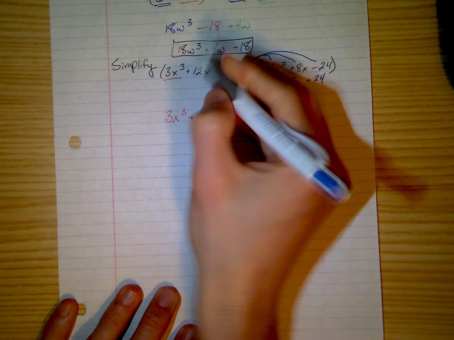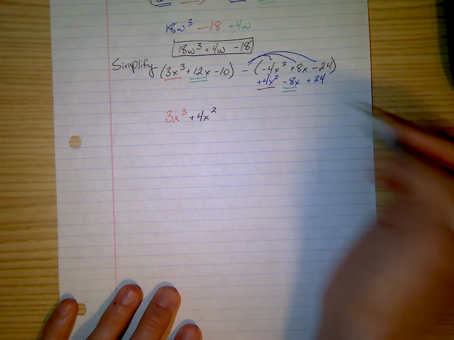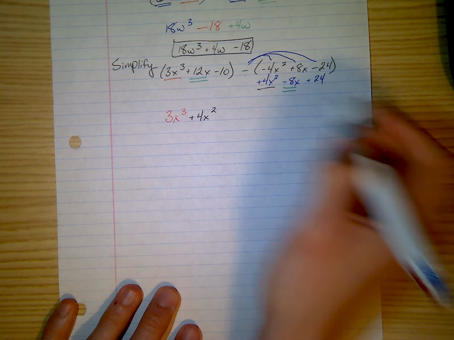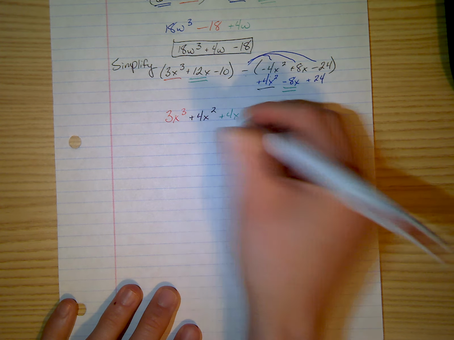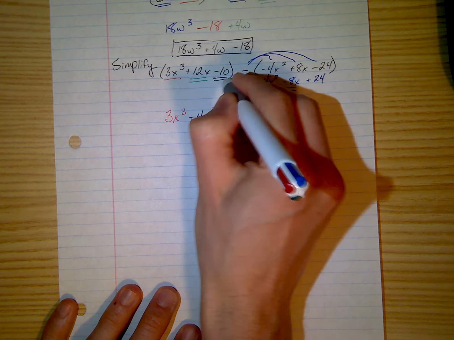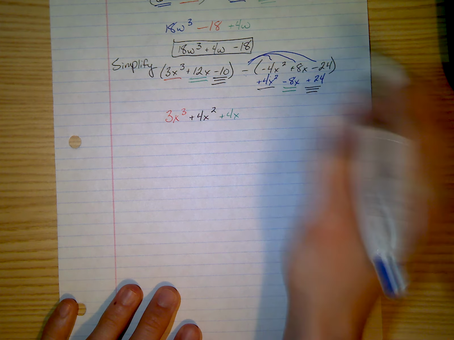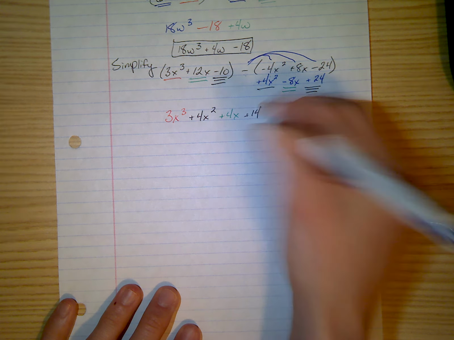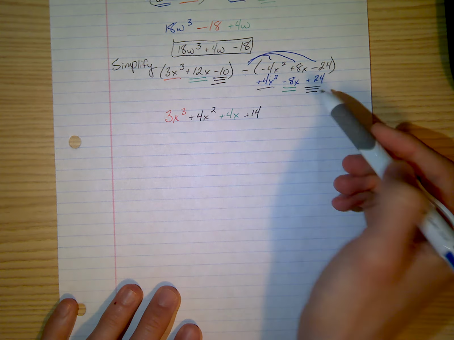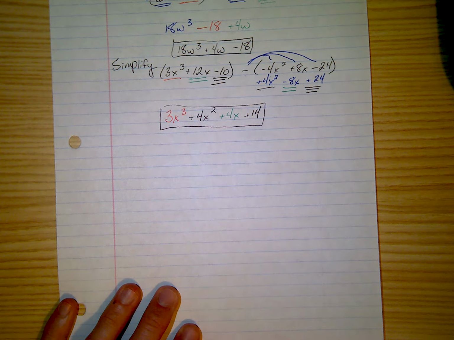Our next degree would be degree 1, so you have the 12x there, and the negative 8x, so positive 12 and negative 8 make positive 4x. And then finally our constants, you have negative 10 and positive 24, together that makes positive 14. And because we went in order from highest degree to lowest degree, we don't need to rewrite this at all, so this would be our simplified form.